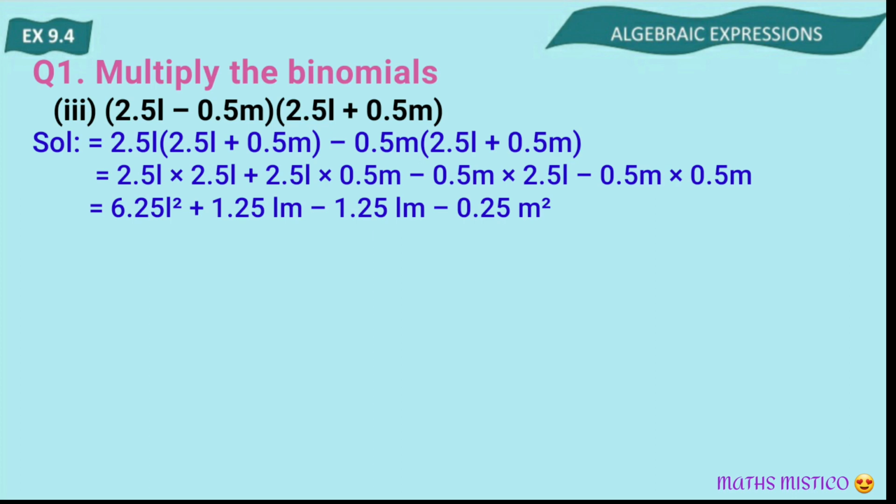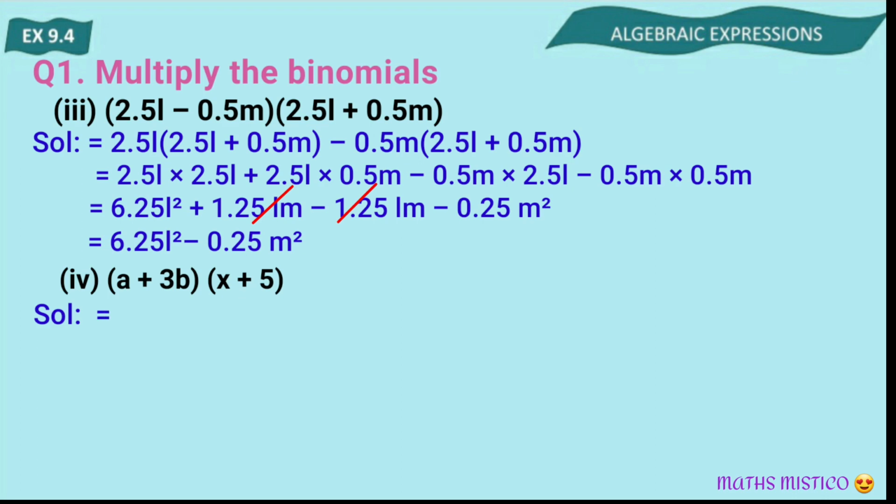As I have discussed in my previous videos, always write the variable part of each term in alphabetical order. Now these two terms are same but with opposite signs, so they will cancel, and finally we get 6.25L square minus 0.25m square. In the next part, a will be multiplied with the bracket, then plus 3b will be multiplied with the bracket.